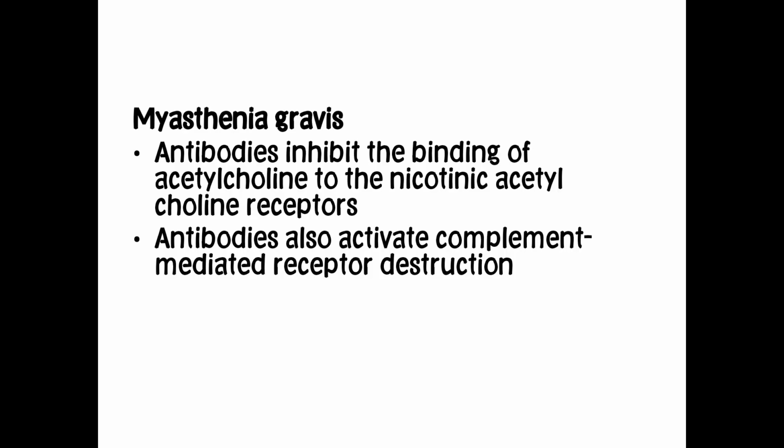In myasthenia gravis, this is where the antibodies inhibit the binding of acetylcholine to nicotinic acetylcholine receptors, and as a result, there is impaired signal transduction, especially in the skeletal muscles. In addition to that, these antibodies also activate complement-mediated receptor destruction. They cause destruction of the target receptors to which they are bound by the complement system, as we had discussed in the mechanisms in the previous slides.